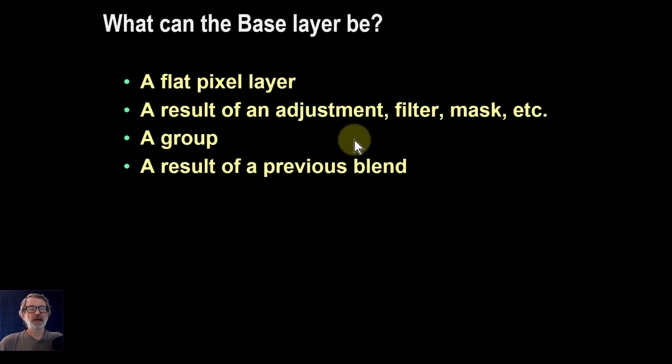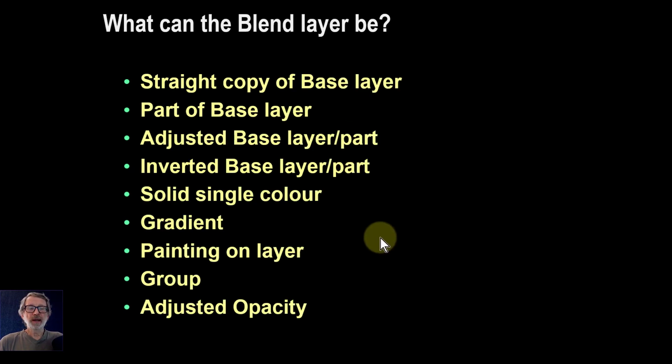Then, what can the base layer be? It can be a simple picture. It can be after you've done some more blending and adjusting and so on. It can be a group. It can be some sort of previous work as well. The blend layer is even more things you do, the same sort of thing, but yet again, it's anything that is kind of a layer. So you can go straight copy the base layer, part of it, invert it, single colors, gradients, all sorts. So let's do some examples.